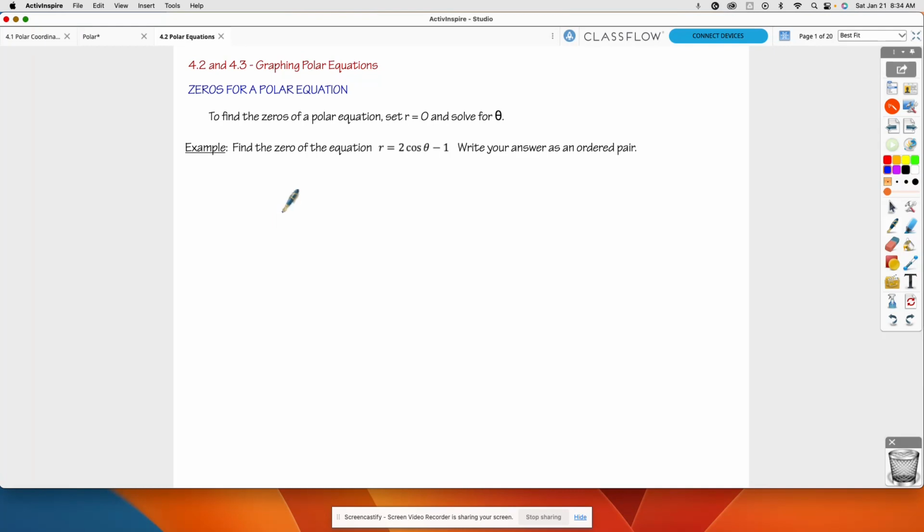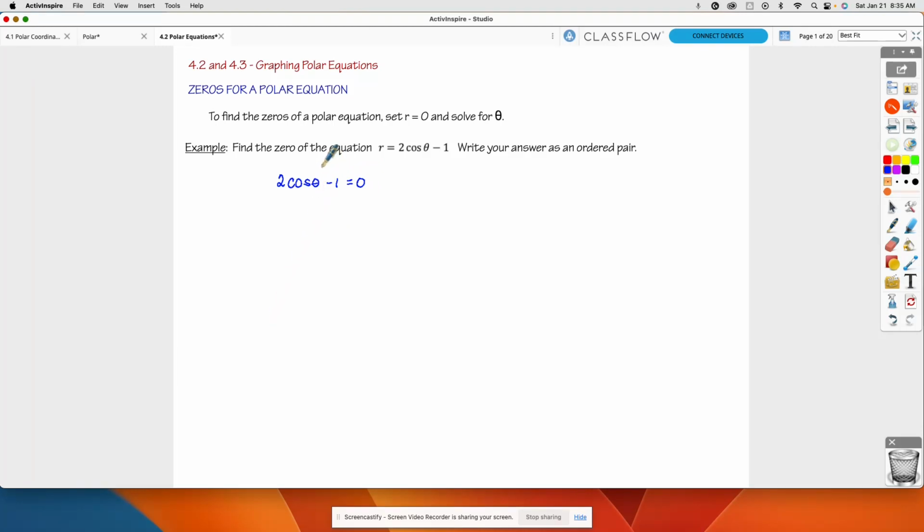So to find the zeros of a polar equation, remember the polar equation is r equals a function of theta. What we do is we set r equal to 0 and then we solve for theta. So for example, find the zero of the equation r equals 2 cosine theta minus 1. So what we do here is to set this equal to 0. So we have 2 cosine theta minus 1 equals 0.